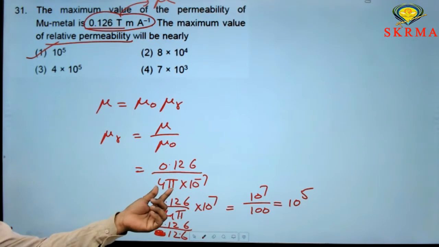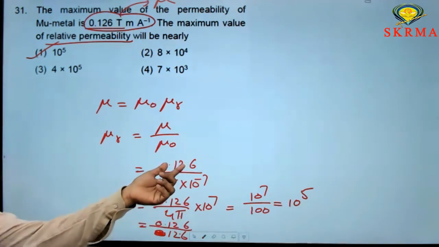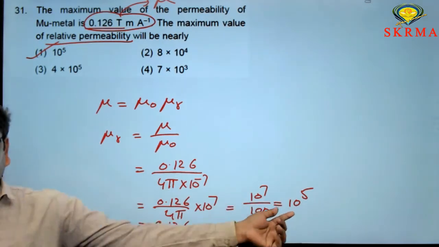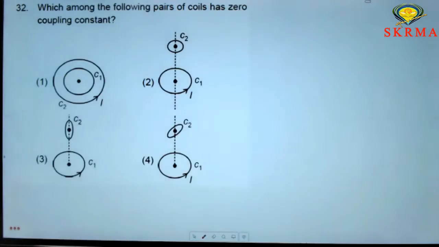So here 4 pi is nothing but 12 only. This is also 12, 0.12. 0.12 by 12 means 1 by 100. 10 power 7 by 100 is nothing but 10 power 5.